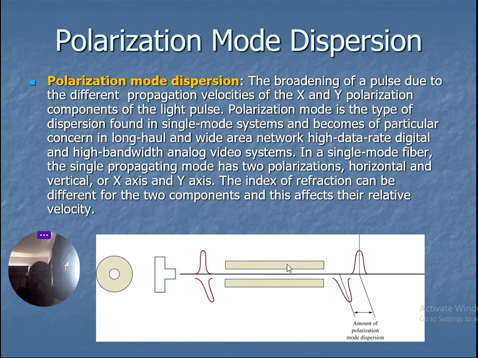This vertical orientation of light and the horizontal orientation of light combine and create a pulse widening. So the widening of a pulse is due to the different propagation velocity of the X and Y polarization, the X arrangement and the Y arrangement of the speed. The speed component has a horizontal component and a vertical component as it propagates through this mode, this core part of the optical fiber.